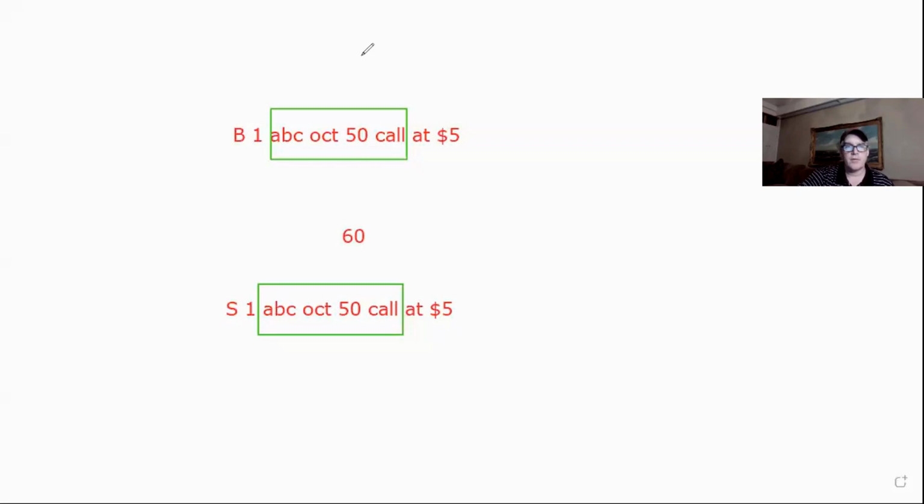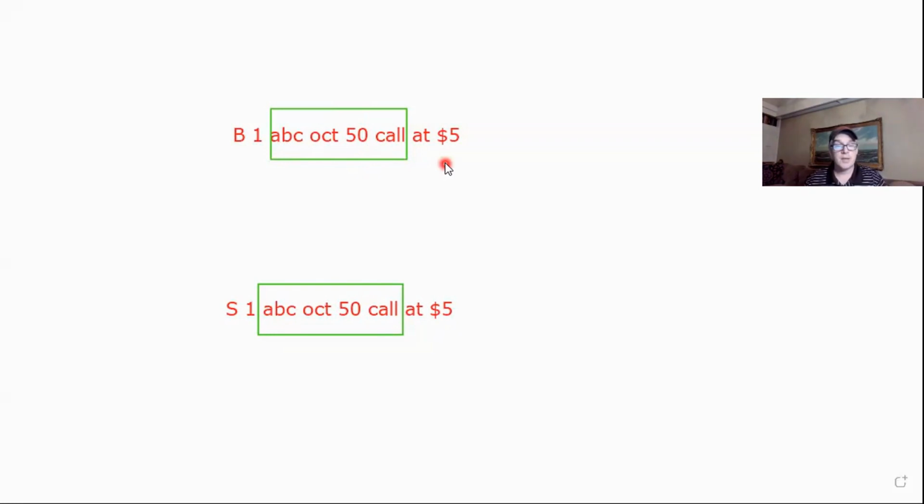So let's get on the screen here. In here we have two options. So it's two sides of the same contract. In the first one up here, I bought an ABC October 50 call at 5. I paid $5 for it. I paid $5 premium, so I spent that money. So I have to make that back, hopefully. So remember, I'm in the hole $5.